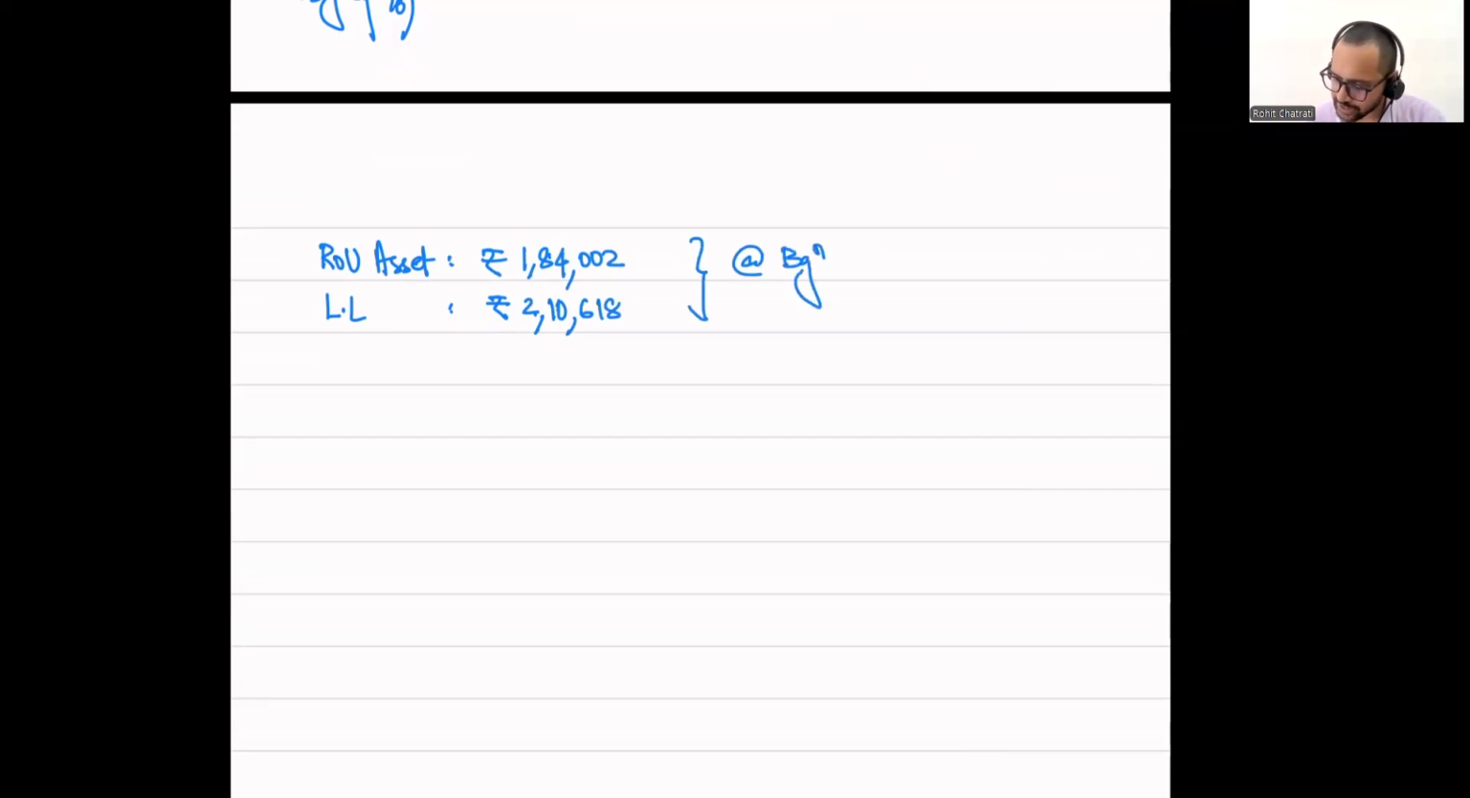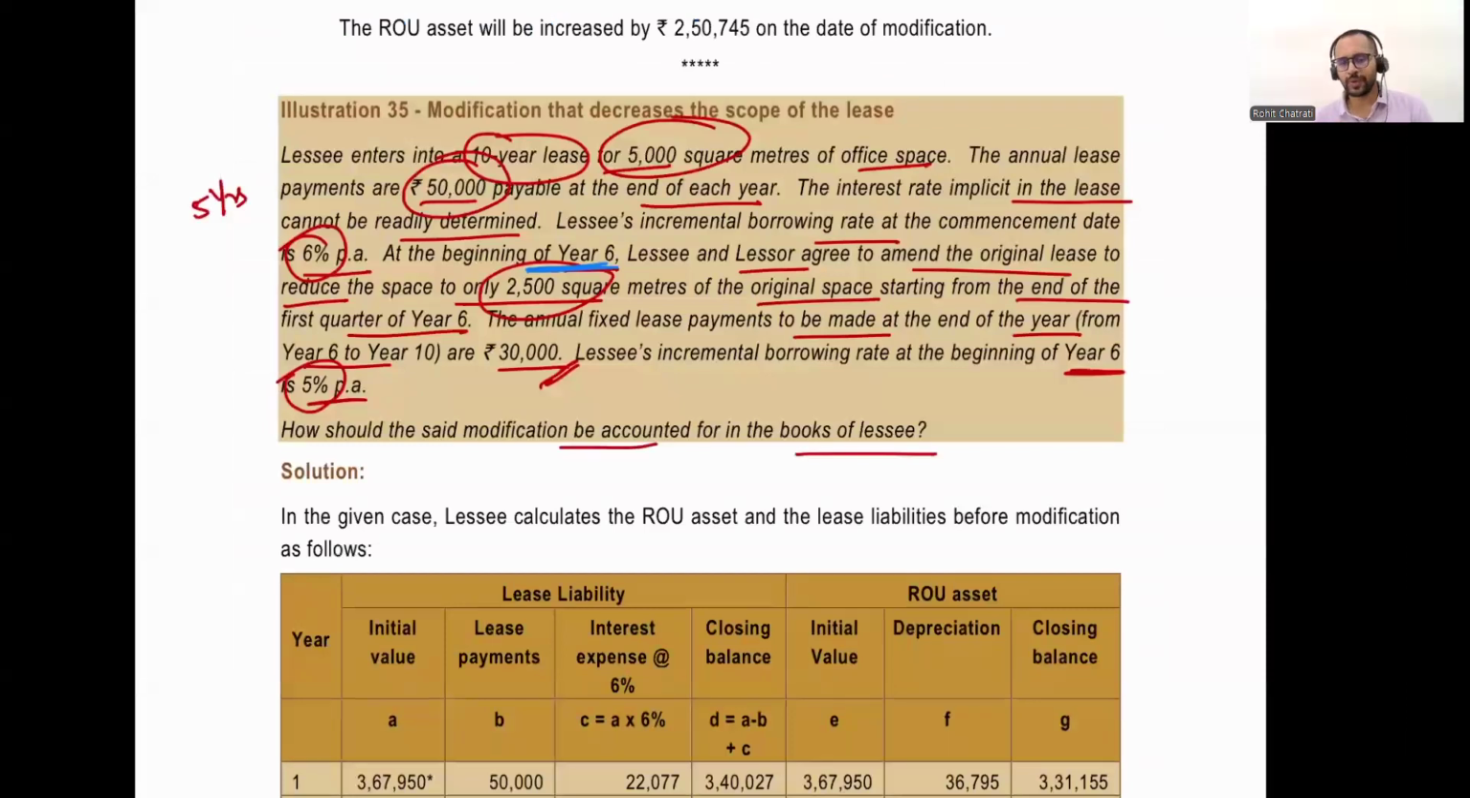And the beginning of year 6 is when I actually modify the lease contract as well. We enter into the modification also at the beginning of year 6. As part of the modification, what we did is we reduced the scope of assets under lease.